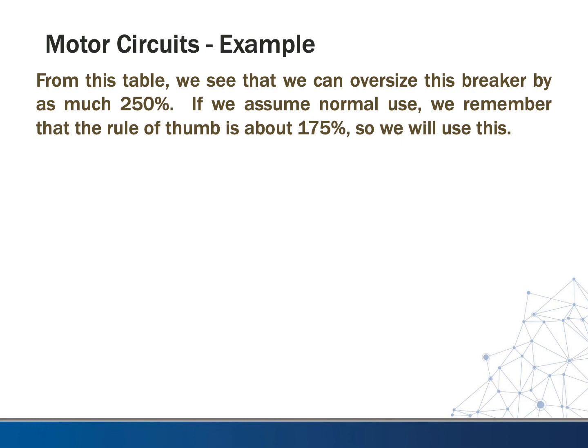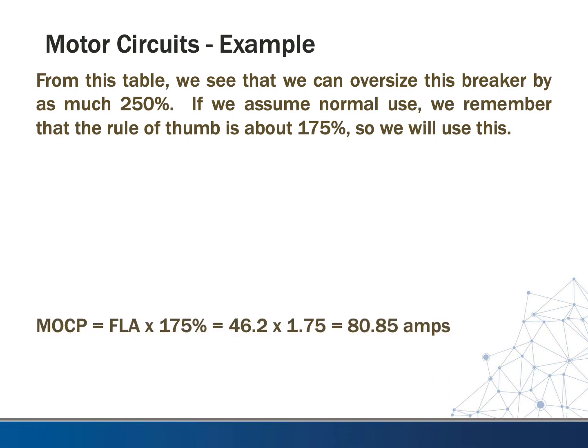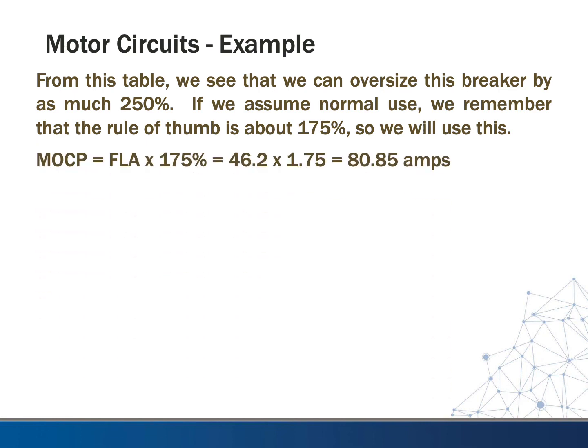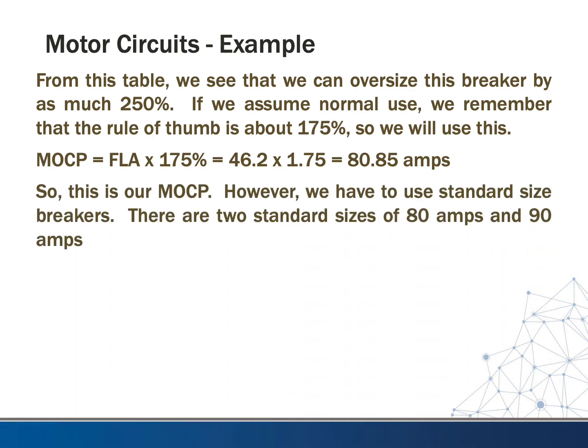From this table, we see that we can oversize this breaker by as much as 250%, but we're going to assume normal use unless we're told otherwise. We remember the rule of thumb then is about 175%, so let's use that. That being the case, our MOCP is going to be our full load amps times 175%, so that's 46.2 times 1.75. That gives us 80.85 amps. This is our maximum overcurrent protection.